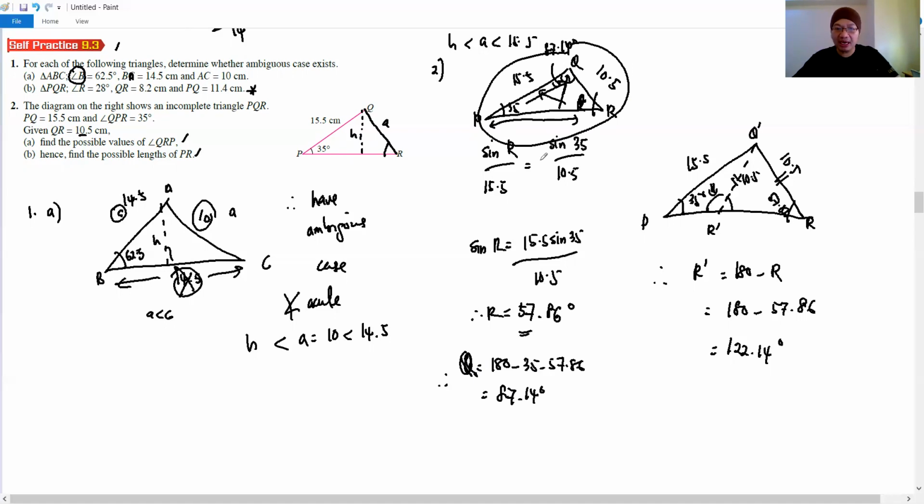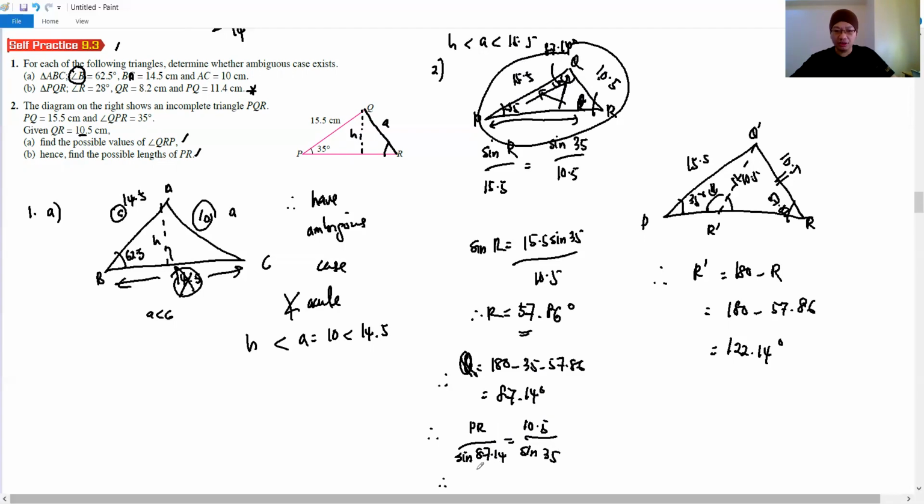I want to find the PR. The partner of PR is 87, right? So therefore, we can use sine. PR over sine 87.14 equals to, we need to use another pairing. So we can pair the angle R with 15.5 or 35 degree with 10.5. So it's up to you. You can choose. I'm using the 35 and 10.5. So it is 10.5 over sine 35.